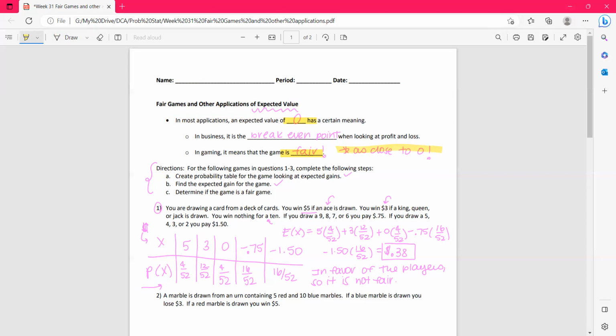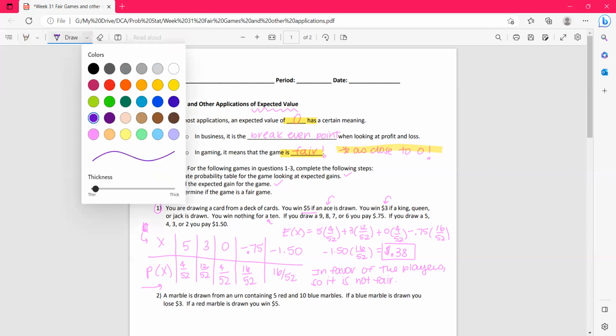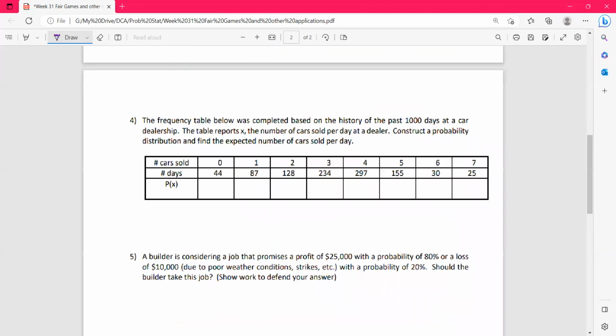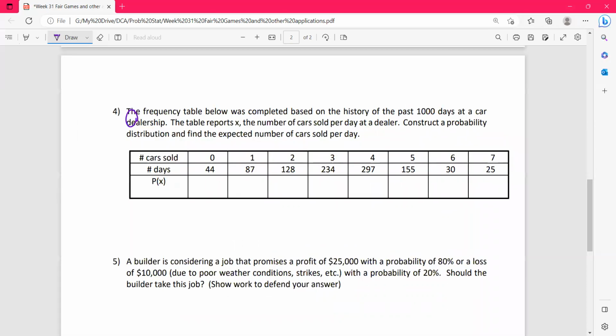Okay, we are going to check out one more different type of problem, and we're going to check out number 4. Sorry if there's some background noise right now. Okay, so the frequency table below was completed based on the history of the past 1,000 days at a car dealership. The table reports X, the number of cars sold per day at a dealer. Construct a probability distribution and find the expected number of cars sold per day.